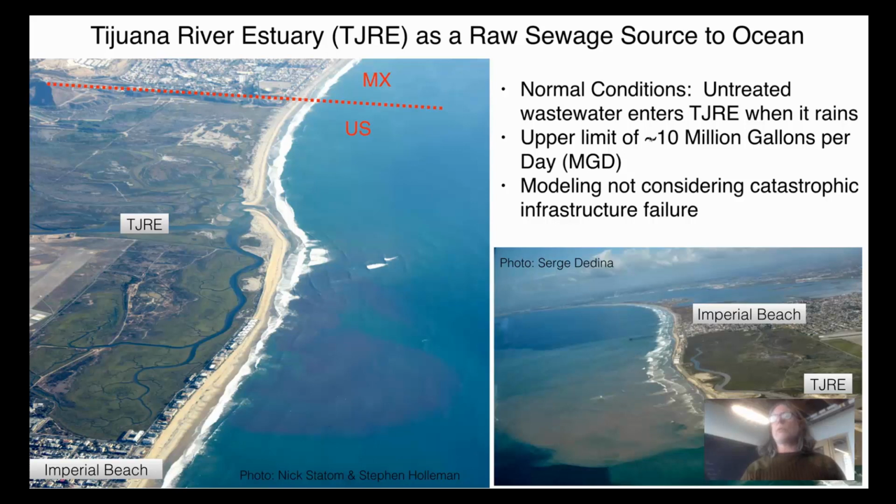And estimates, based on an accounting of how much sewage is in the Tijuana system, put an upper limit at 10 million gallons a day, which is a lot. And then what we did here is we did not consider catastrophic infrastructure failure. Some of you may be familiar, in November of 2019 the diversion systems in place in Tijuana stopped working, and they stopped working all the way through the summer of 2020. So the river was flowing all the time with raw sewage, and that's obviously really bad. We did not consider that.